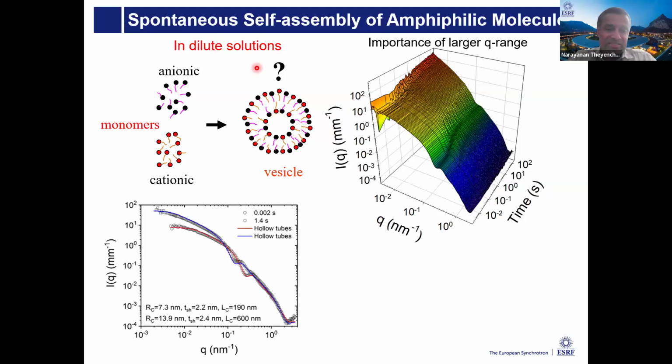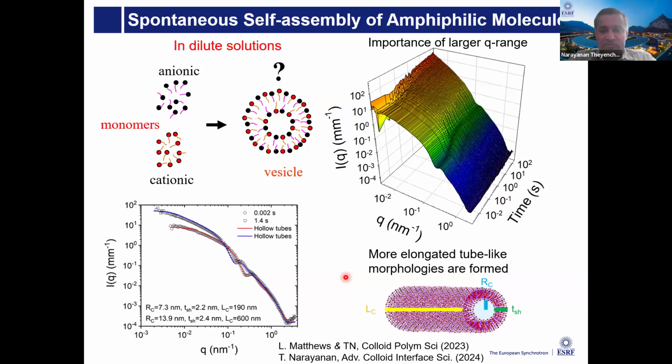If one analyzes the scattering profiles, it turned out that they cannot be represented by spherical scattering functions. They are more like a tube-like structure. So they form more elongated tube-like morphologies, and then one can probe the structural dynamics.